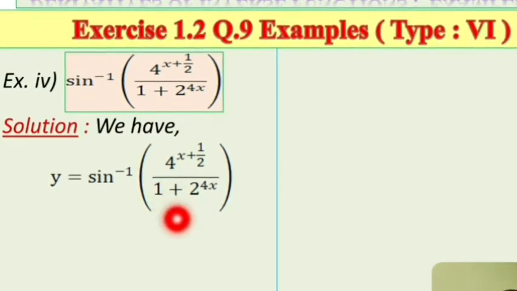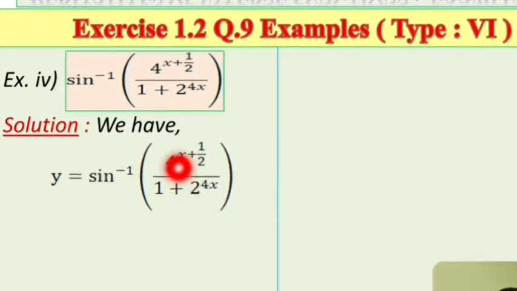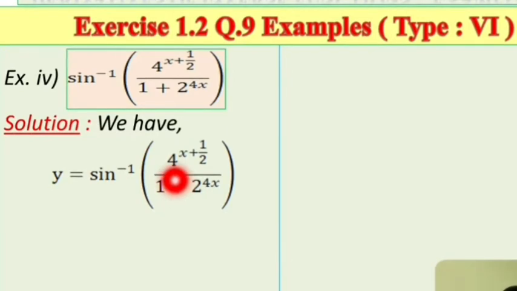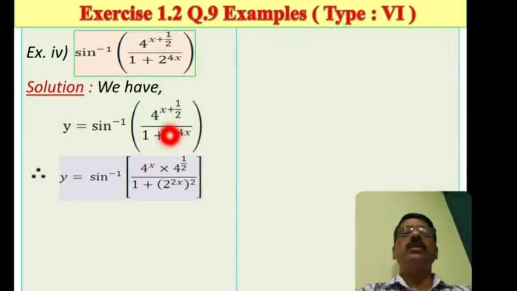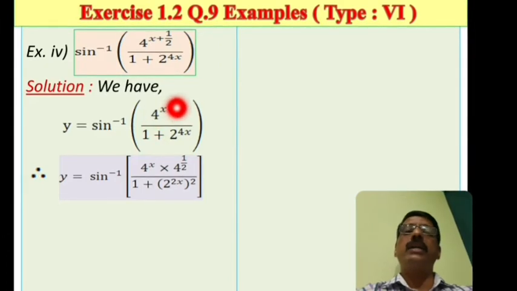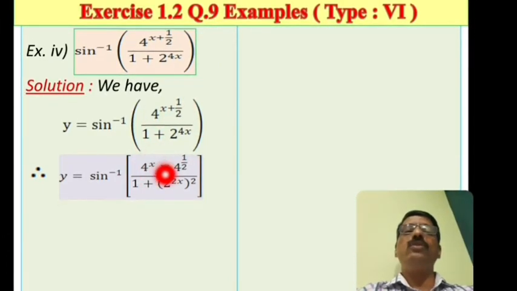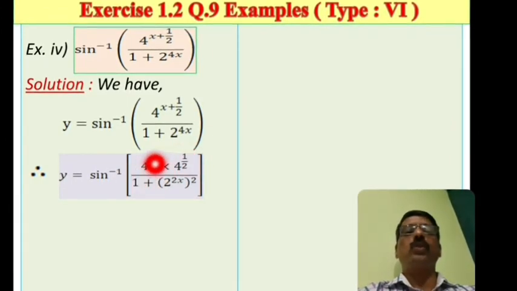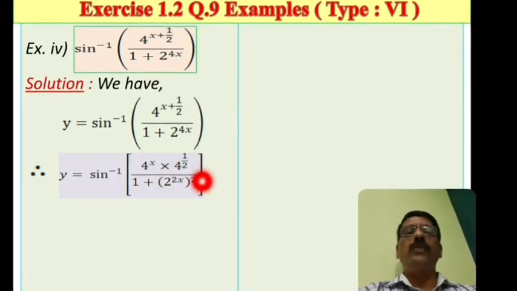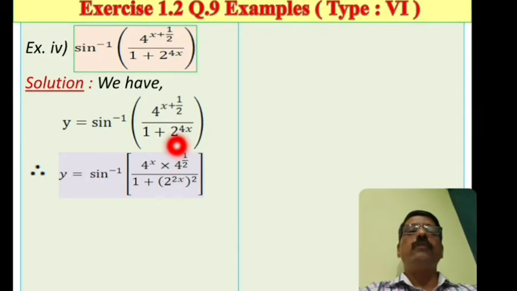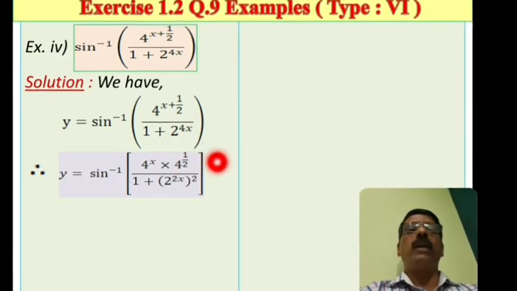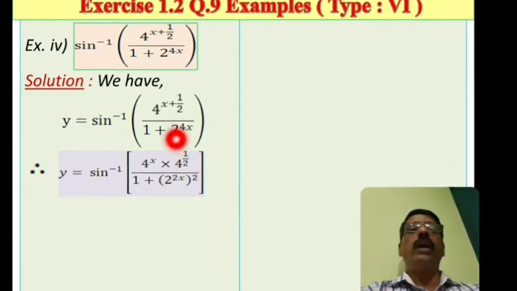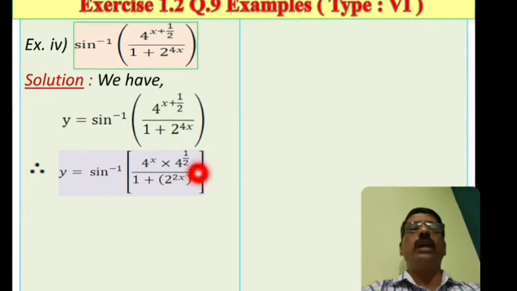But firstly, here also we have to simplify the given function, and then we have to apply the substitution. Here in the numerator, 4 raised to x plus 1 upon 2. That means here we have to apply the formula a raised to m plus n equal to a raised to m into a raised to n. By this formula we can get the numerator as 4 raised to x into 4 raised to 1 upon 2. And in the denominator, 1 plus 2 raised to 4x is written by the formula of indices, that is a raised to m bracket raised to n equal to a raised to m into n, that is 2x into 2, that is 4x.